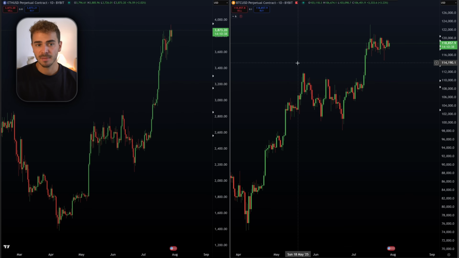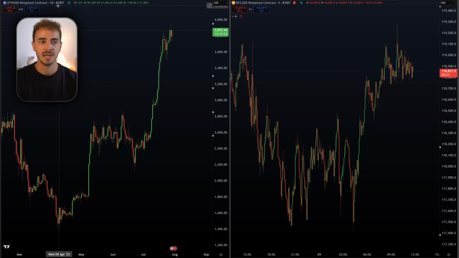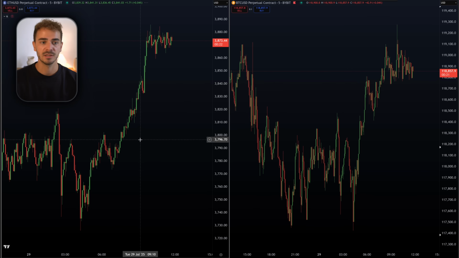To summarize this right here, I want to have a look at a chart where we have Ethereum on the left and BTC on the right. Bitcoin, in my opinion, simply offers you more trading opportunities, especially when it comes to day trading opportunities and also scalp trading opportunities. So what we can do here is go to the 5-minute time frame on BTC and also go to the 5-minute time frame on Ethereum, because now we're looking at setups for the lower time frames.